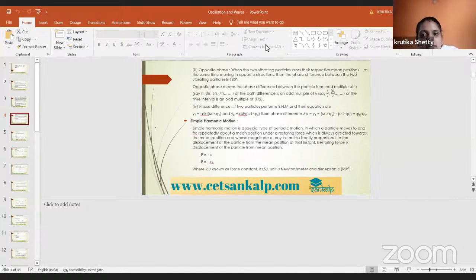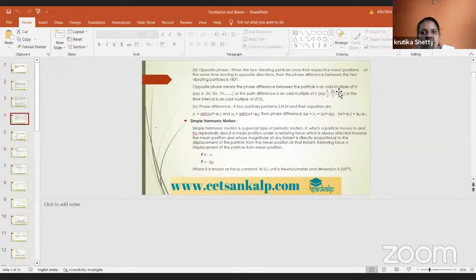In simple harmonic motion, a special condition applies: whatever the restoring force is there, it is always directed toward the mean position, and it is directly proportional to the displacement of the particle.